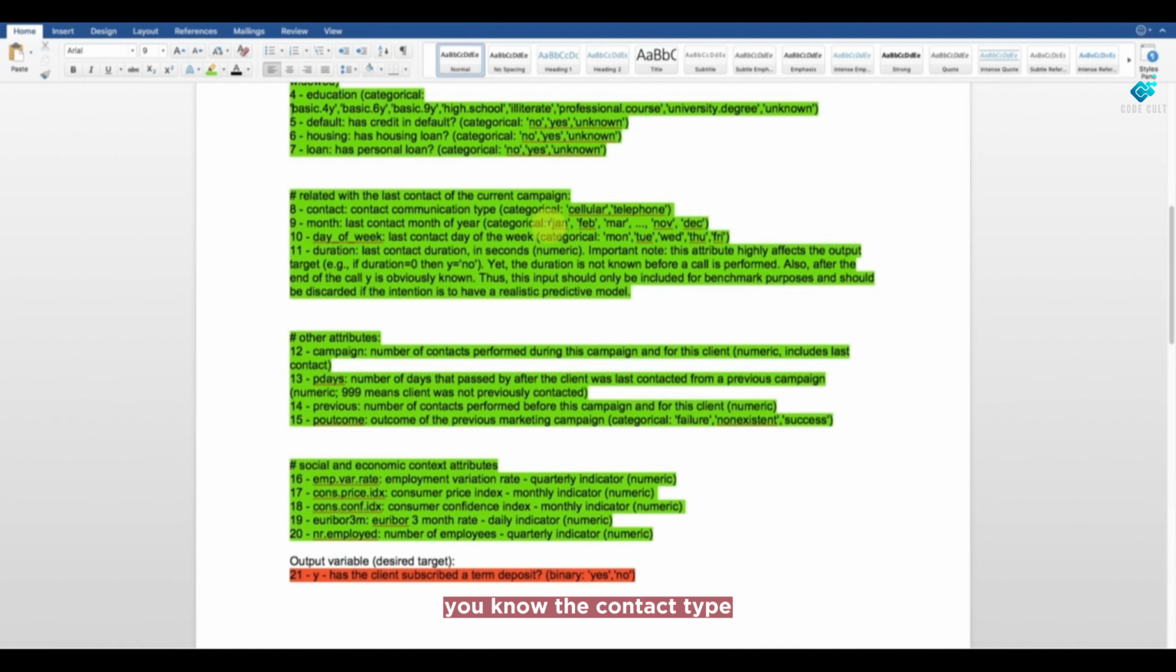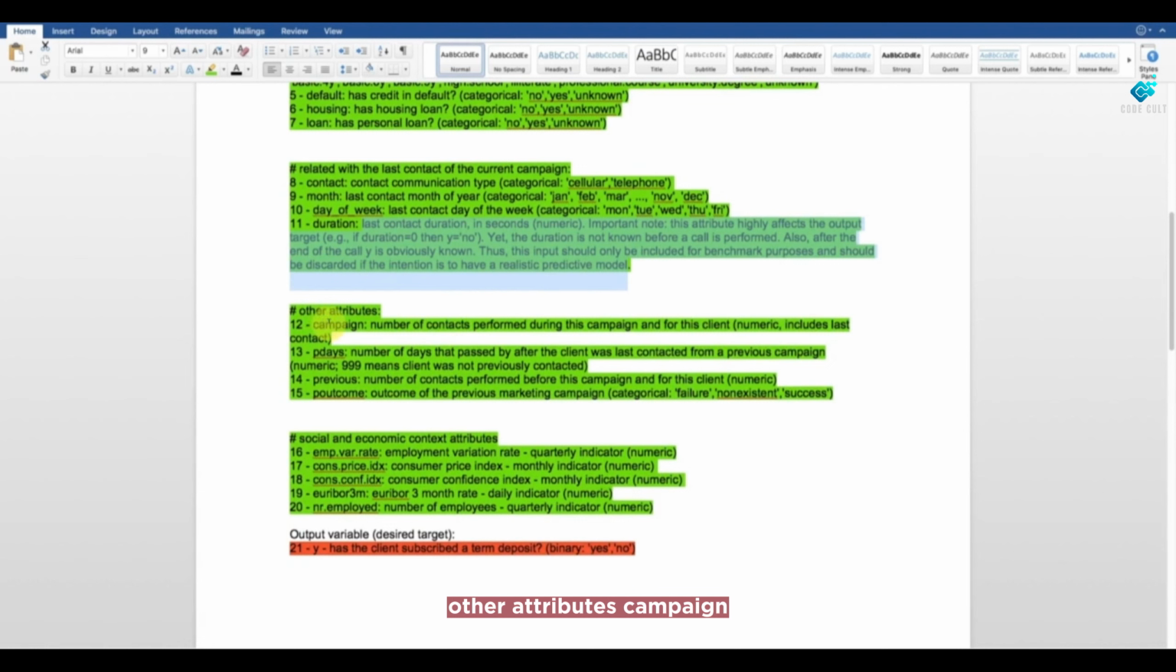You know, the contact type: was it cellular, like a mobile phone, or a telephone, like a landline? What month was the last contact? Was it January, February, or December? Day of the week: Monday, Tuesday, Wednesday, Thursday, Friday. Duration: how long was the call? By the way, here is a note to not use this variable because it's very highly correlated with the output, so it's kind of like cheating if we use it, so we're not going to use it.